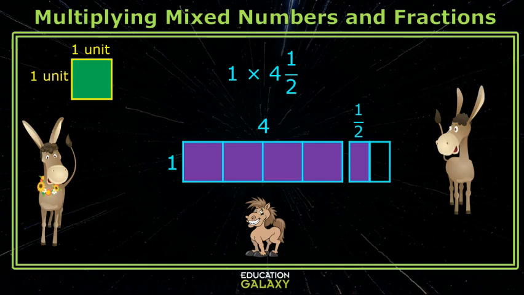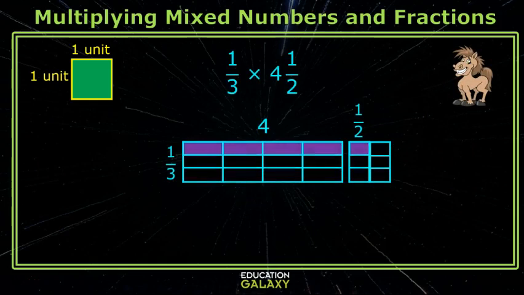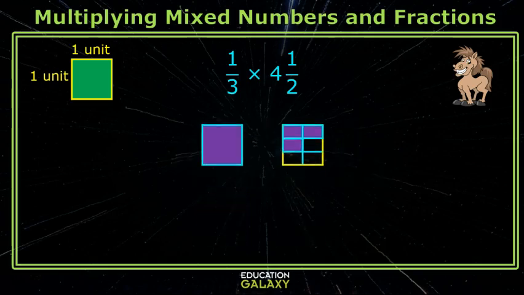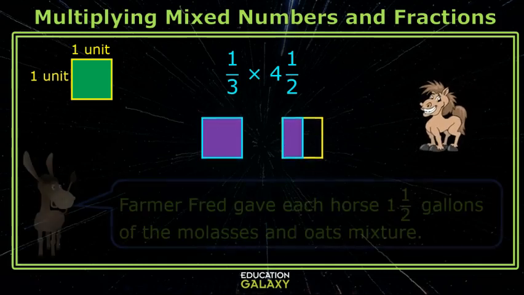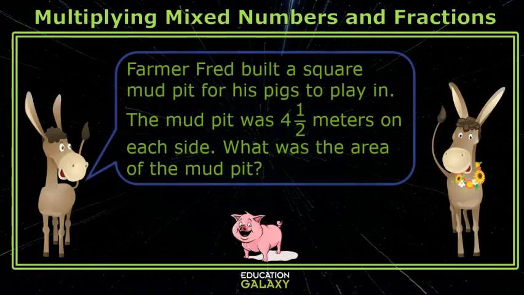Okay, this time I cut it into 3 parts. And then I simplify by putting the parts together. So each horse gets 1 3/6 gallons. That's right, but keep simplifying. Oh, 3/6 is a half. So Farmer Fred gave each horse 1 1/2 gallons of the mixture. That's awesome, Melvin. Okay, Maisie, I have one for you.